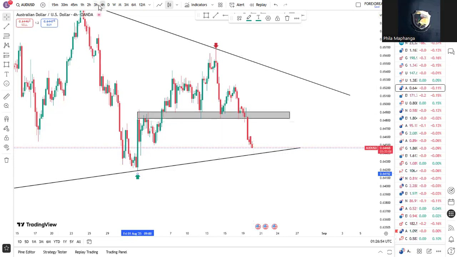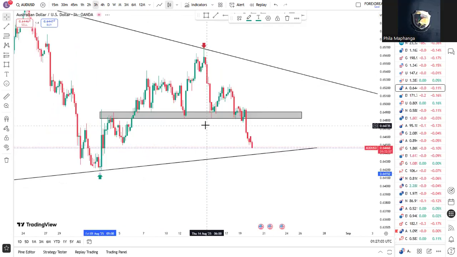So let's move to the 3-hour chart. We need to check what else we have here that corresponds with the market changing direction. Therefore, we will move to the 3-hour chart. This is my 3-hour chart.